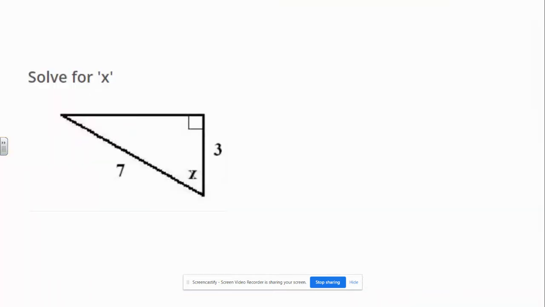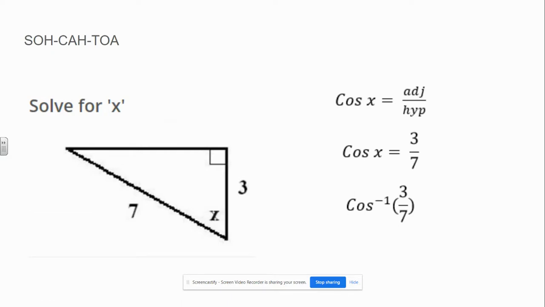Now, let's say I want to solve for this angle x. Okay, so first thing I've got to think about is, of SOHCAHTOA, what sides I have. So the 3, in reference to that angle x, is going to be called the adjacent leg, and the 7 is going to be the hypotenuse. So we're going to end up using cosine for this one. Okay, so I'm going to set it up the same way, where I'm going cosine x equals the adjacent over the hypotenuse, and then I'm going to fill in my sides. And the goal is to solve for that x, that angle.